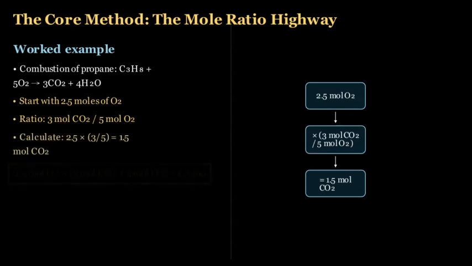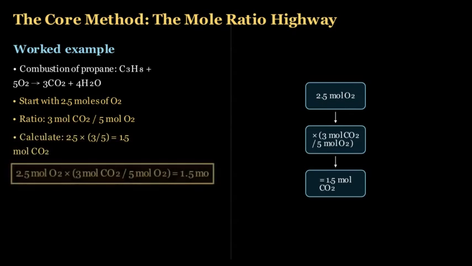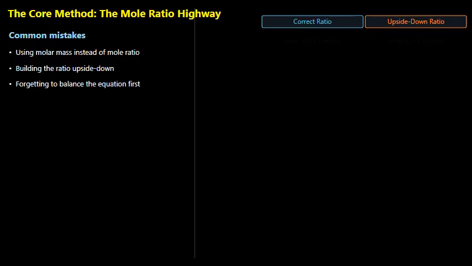We build the mole ratio from the coefficients. For every 5 moles of oxygen, we get 3 moles of carbon dioxide. So our conversion factor is 3 moles of CO2 over 5 moles of O2. We multiply our starting amount, 2.5 moles of O2, by this fraction. The moles of O2 units cancel, and we do the math. 2.5 times 3/5 equals 1.5 moles of CO2. That's our answer.